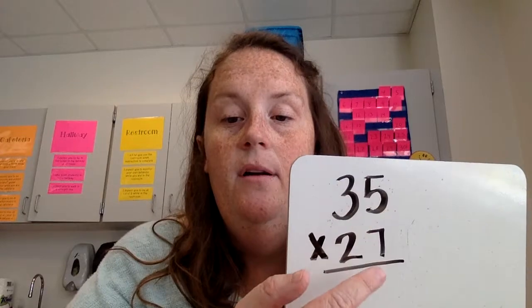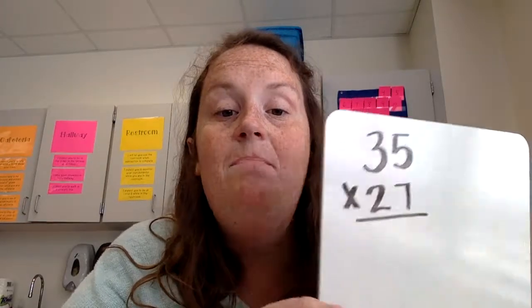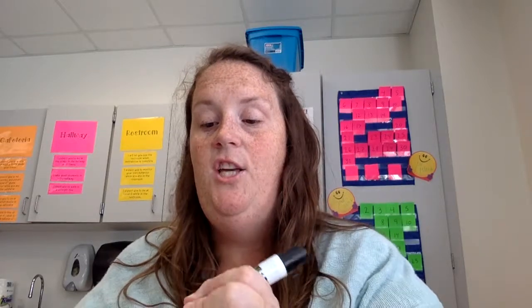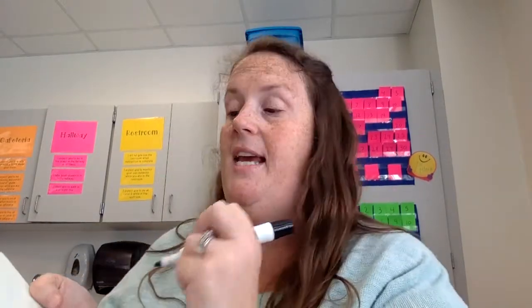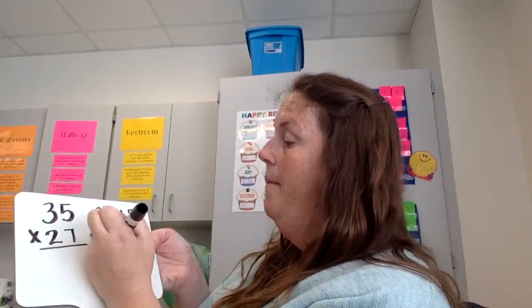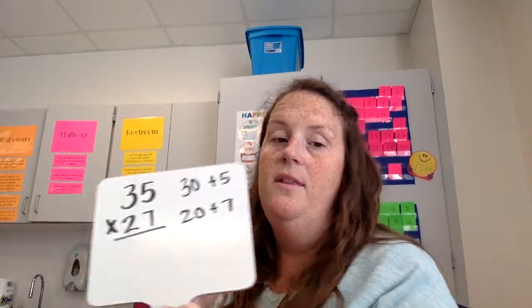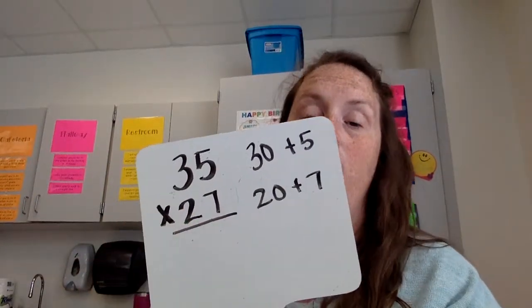One of the things that we talked about in class was when we have a two-digit number such as 35 times 27, you can take this number, 27, and expand it. Remember, expanded form was when we take a number such as 35 and it becomes 30 plus 5, and we take 27 and it becomes 20 plus 7. So this is the expanded form of each of those numbers.